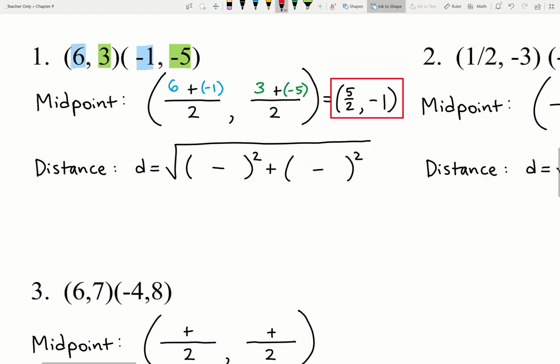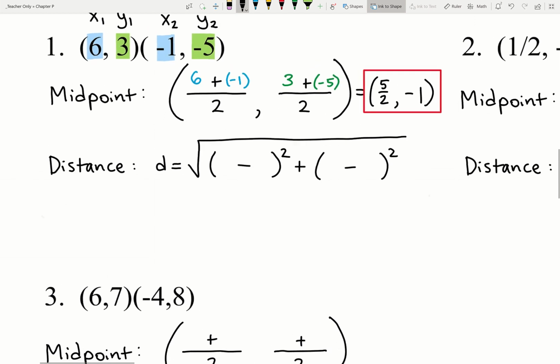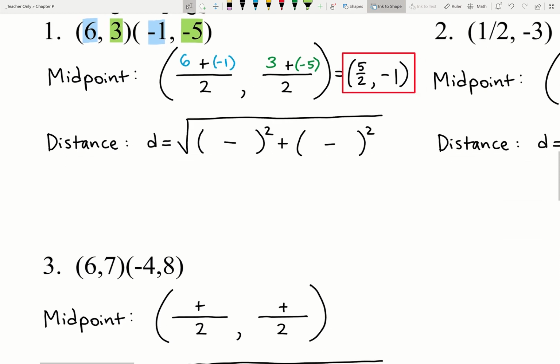Now, truth be told, it does not matter what I call x1 and y1 and x2 and y2. We just need to keep it consistent. So, the way that I did this was I went through and called these numbers these names here: my first x, my first y, my second x, my second y. But truthfully, because we're dealing with additions and that kind of thing, it does not matter which you call which, okay? When we move on to distance, it's going to be the same process.